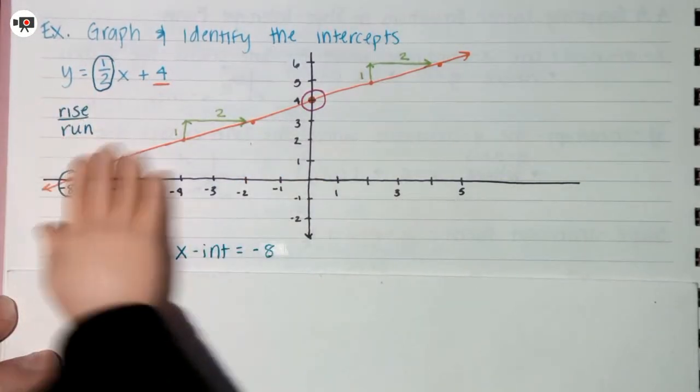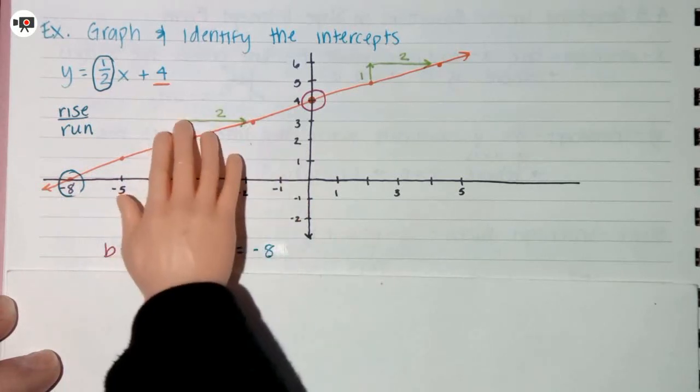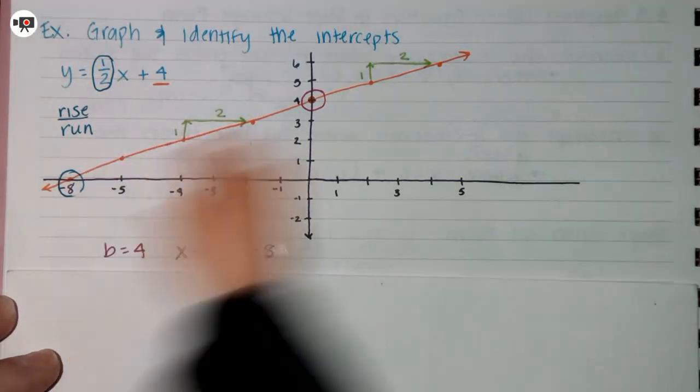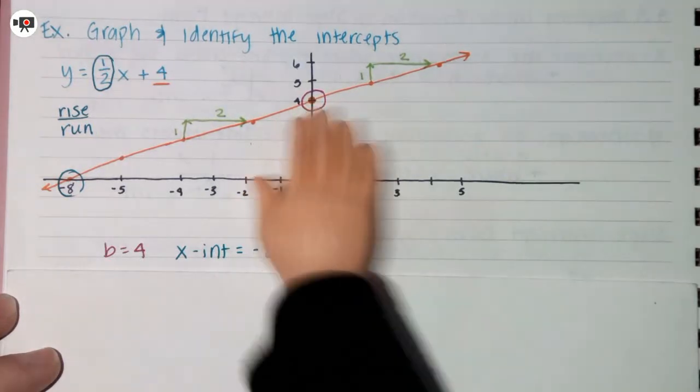So we are going to use rise over run, 1 over 2, rise over run, to plot our points, starting at our y-intercept.